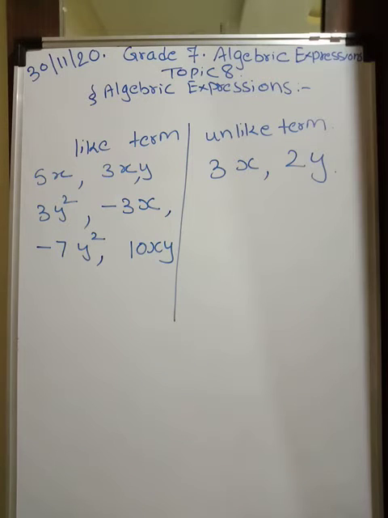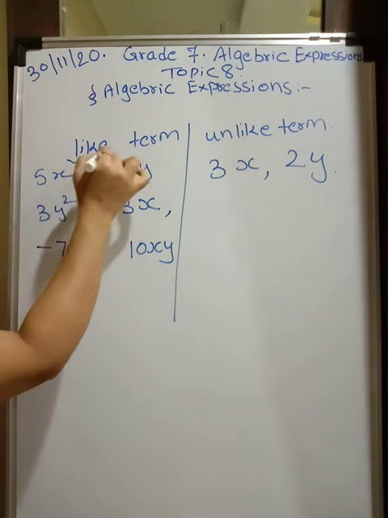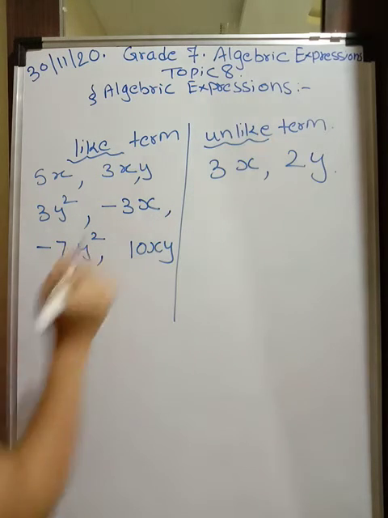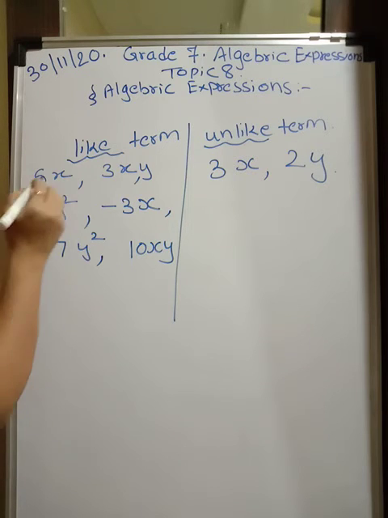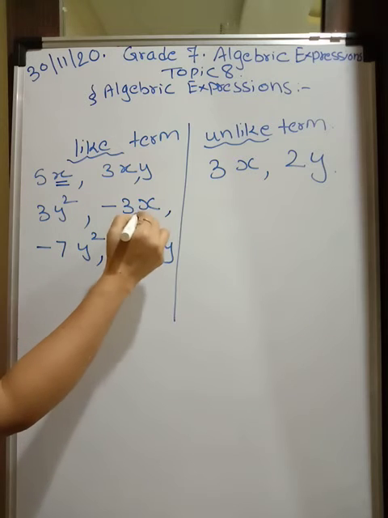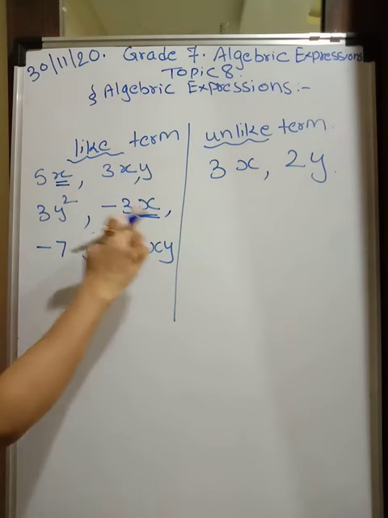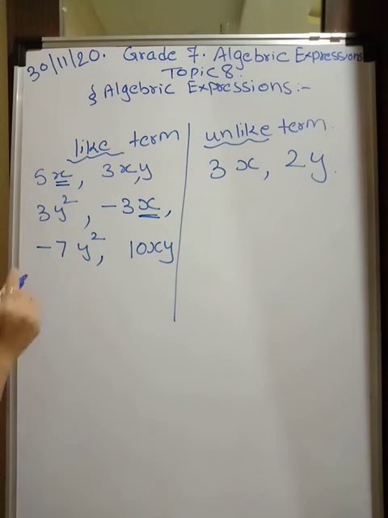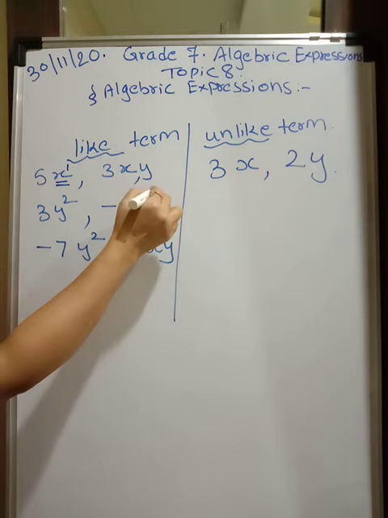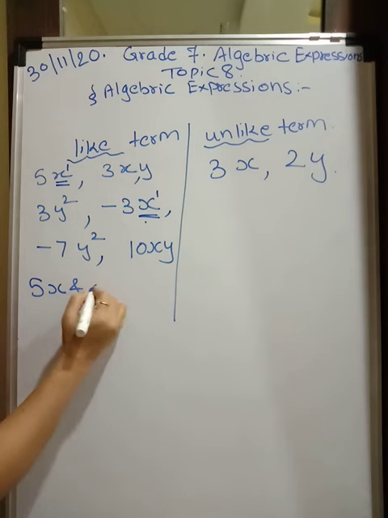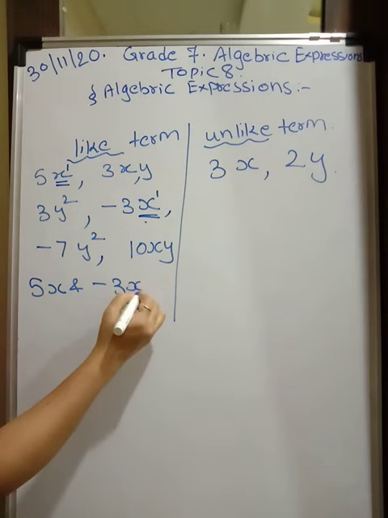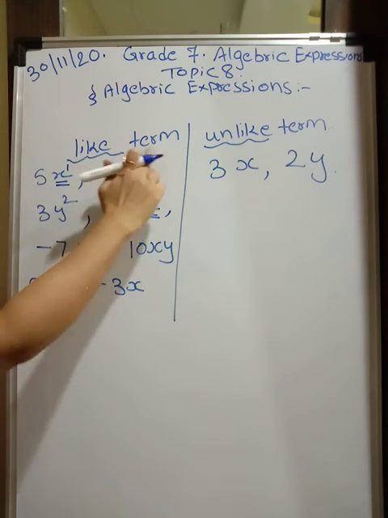Now, there is one more term called as like term and unlike term. What do you mean by like term? Like terms are terms which have same variable with the same powers. Same variable. See, here is also x and here is also x. So, variable is same and same power also. What is power of x? 1. Power of x 1. So, in this case, 5x and minus 3x. These two are like terms.